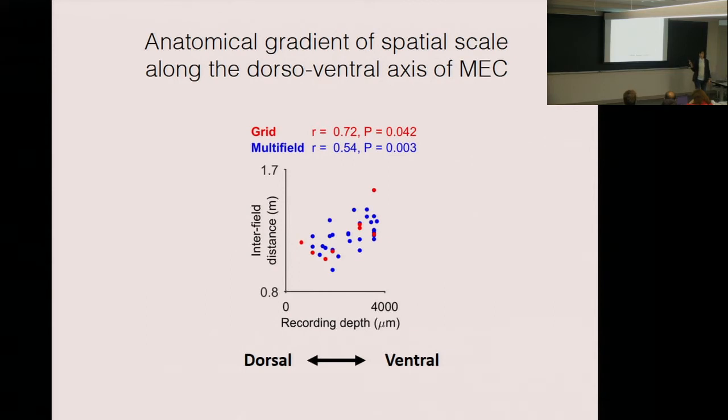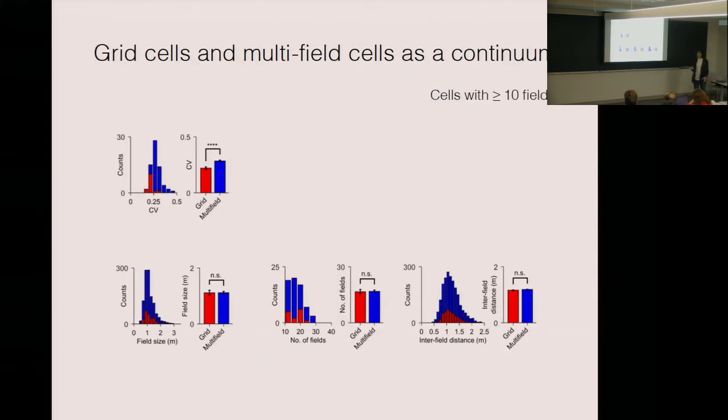And the interesting thing here is that it happens to both the grid cells and the rest of the multi-field cells. And in fact, we think that the grid cells and the rest of the multi-field cells kind of form a continuum. We don't think they're really different cell types. So we look at the rest of the properties, so field size, number of fields, the distance itself, and so on, and they're all continuous.